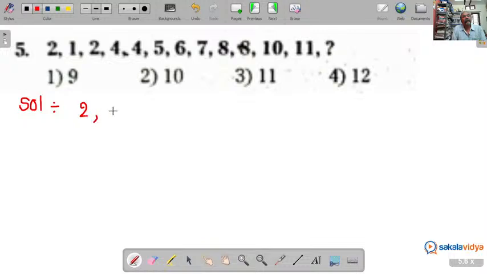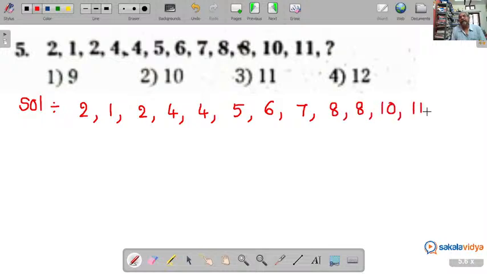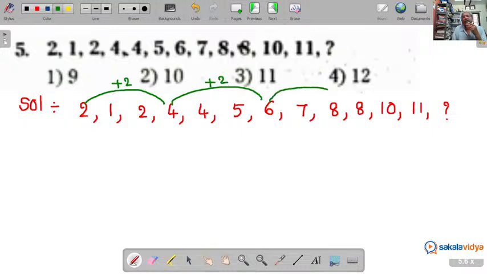2, 1, 2, 4, 4, 5, 6, 7, 8, 8, 10, 11 and question mark. So this is actually a combination of 2 or 3 series here. Just observe one thing, 2 plus 2 is 4, right, 4 plus 2 is 6, 6 plus 2 is 8, 8 plus 2 is 10. So our answer is 10.